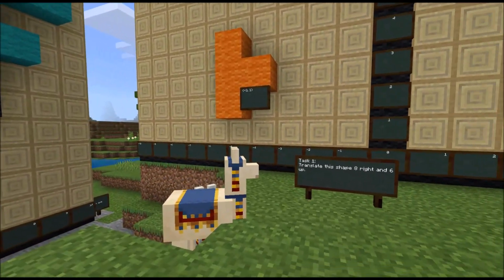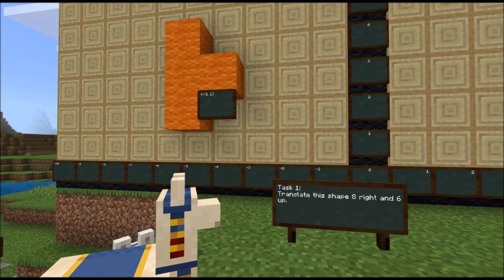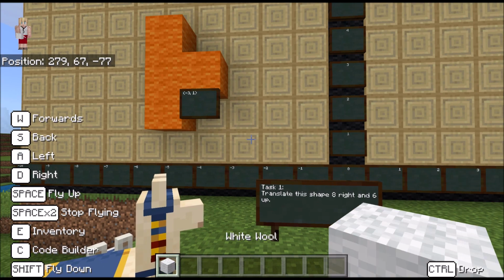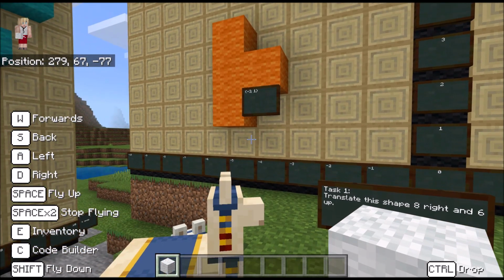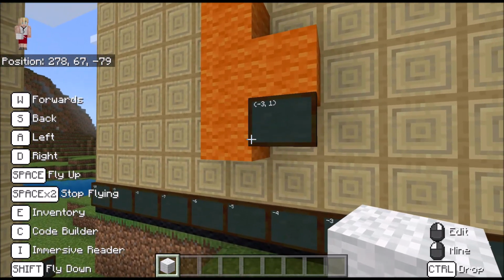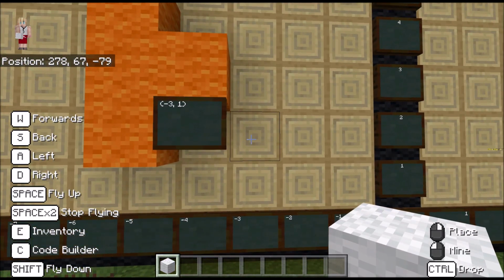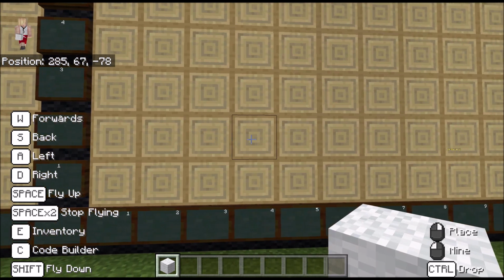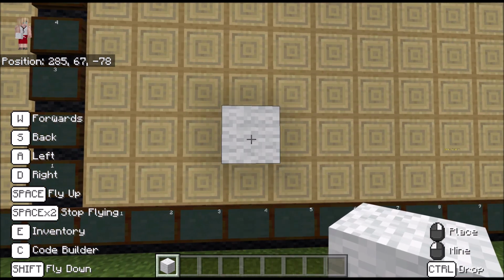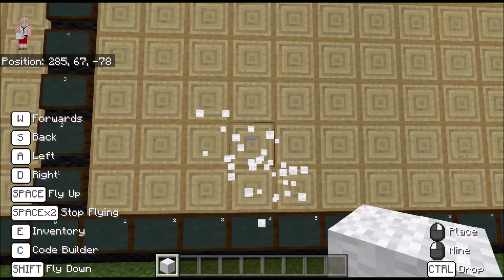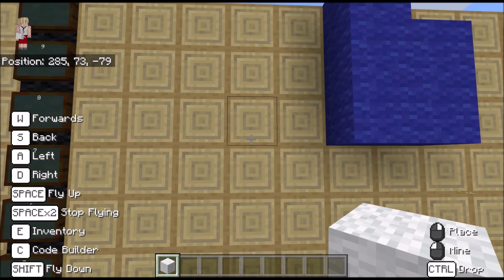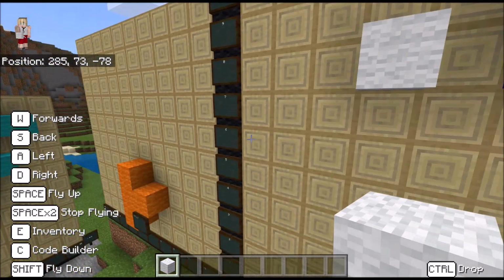So we've got a shape here. Task 1, translate this shape 8 right and 6 up. I'm going to need to see my hand again, I think. Let's have a look. 8 right and 6 up. So you're there. 1, 2, 3, 4, 5, 6, 7, 8 right and 6 up. 1, 2, 3, 4, 5, 6.